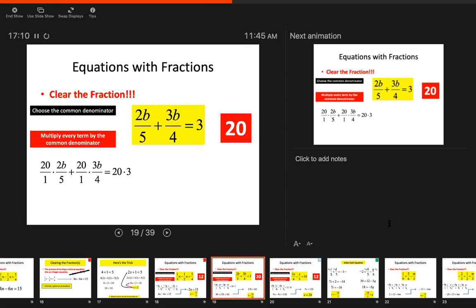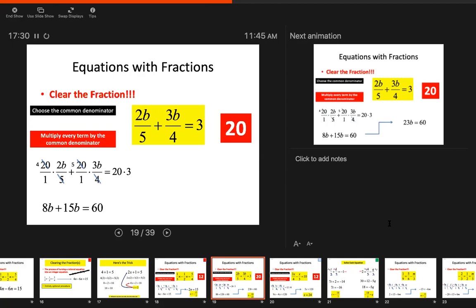5 and 20, what does that reduce to? 4. Okay. Once, that reduces to a 4. 4 times 2b. Once. 5 times 3b. And 20 times 3. I got rid of all the fractions.